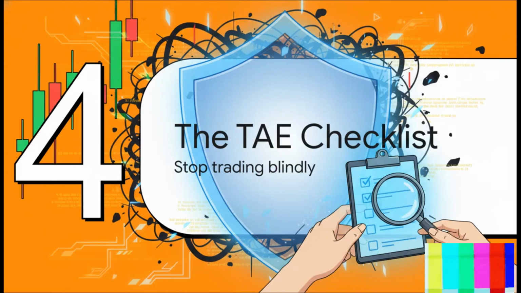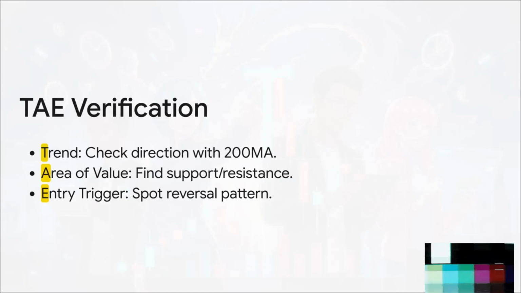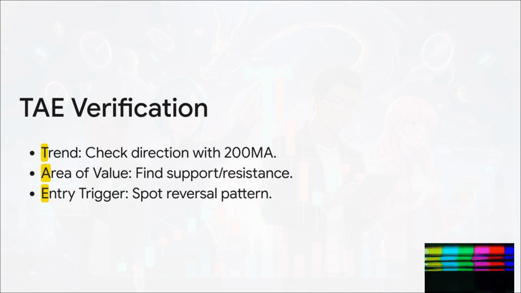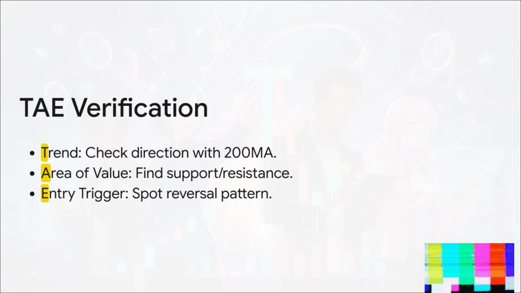Next step, Section 4, the TAE Trading Checklist. Right, so here's where most people fail. They see a hammer pattern and just blindly trade it in total isolation. And frankly, that is a guaranteed way to lose your money over the long run. You need the TAE verification checklist to separate gambling from actual strategic trading. You absolutely cannot enter a trade unless all 3 of these elements align.